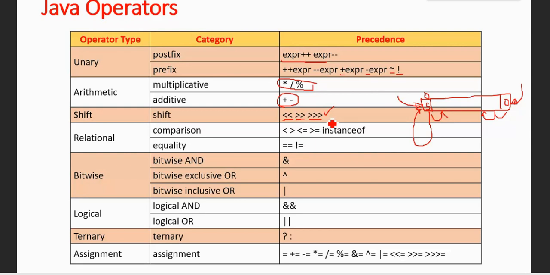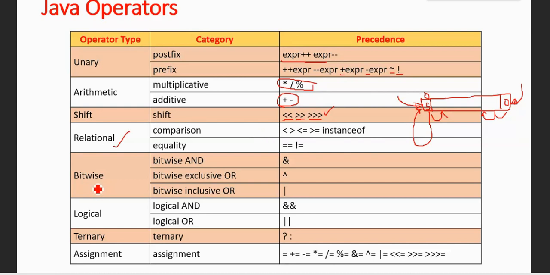So this is the one difference with respect to your previous programming languages, what you studied, C, C++. With respect to that, this is the difference we have. Next we come to the relational operators. We already know them: less than, greater than, less than or equal to, greater than or equal to, double equal, not equal. These are all the relational operators available in the previous language. Here also the same relational operators are available.